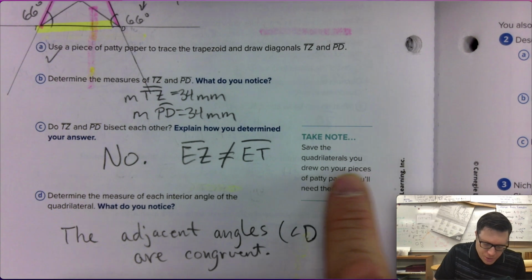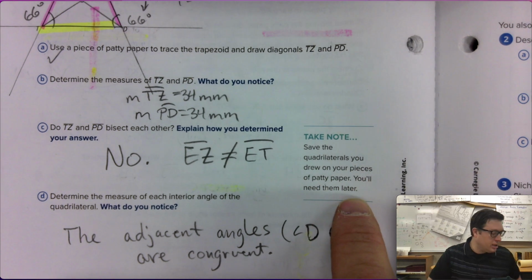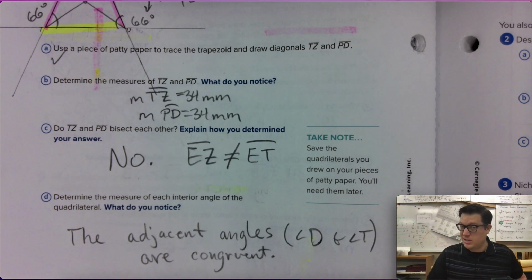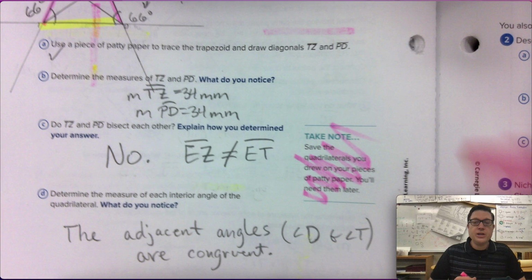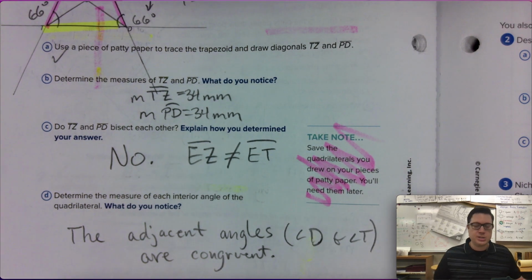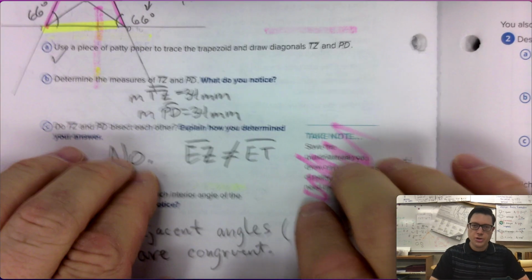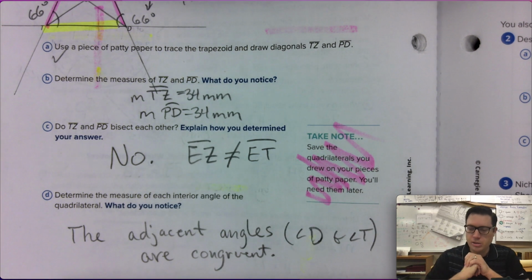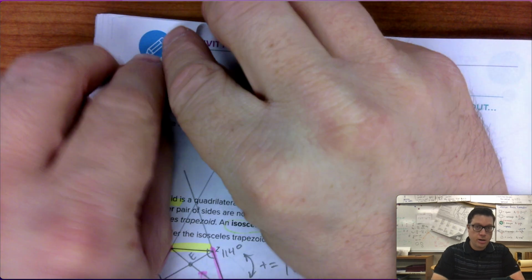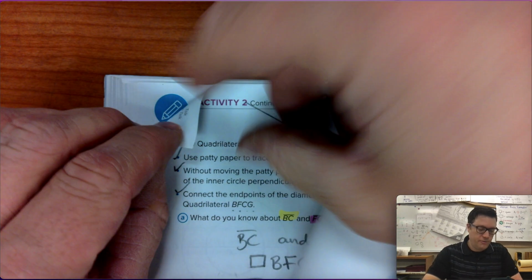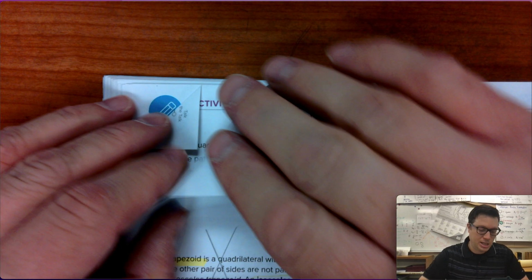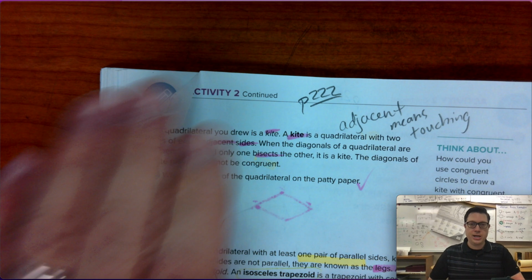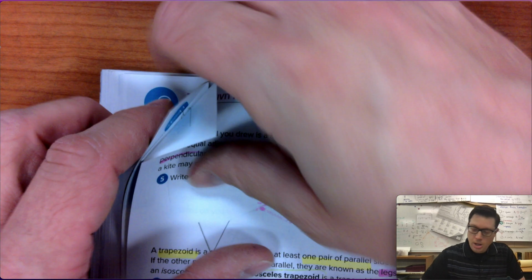Save the quadrilaterals you drew on your pieces of patty paper. You'll need them later. If anything, you can always come back to these pages, trace the quadrilateral that's actually in this book in those sections, and then bring them to wherever you need them in the future. It might be a good idea to even dog ear these pages just so that you have access to them for the future. Start on page 216 and work your way all the way up to page 222. I'm going to go ahead and do that with this video.